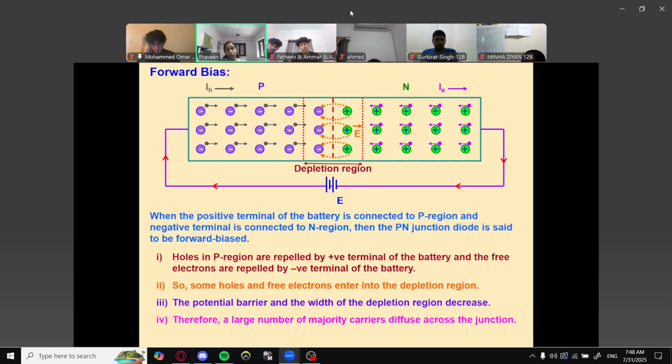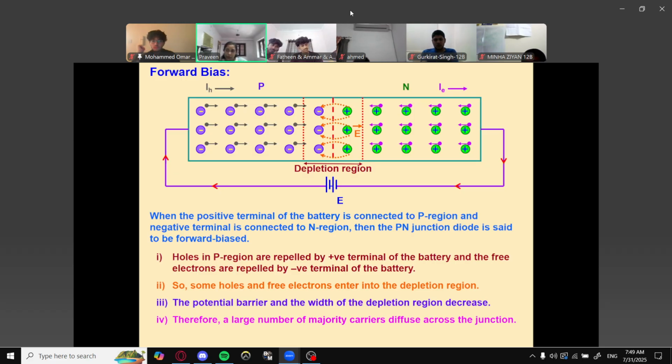Remember, there are two ways to bias a junction, or to apply external potential to a PN junction. When we apply an external potential, if the positive terminal is connected to the P side of the junction and the negative terminal is connected to the N side, it is called forward biasing. When we connect like this, the external potential and the barrier potential will be in opposite directions. Hence, the effective barrier potential at the junction will be reduced, so the energy barrier across the junction will decrease.